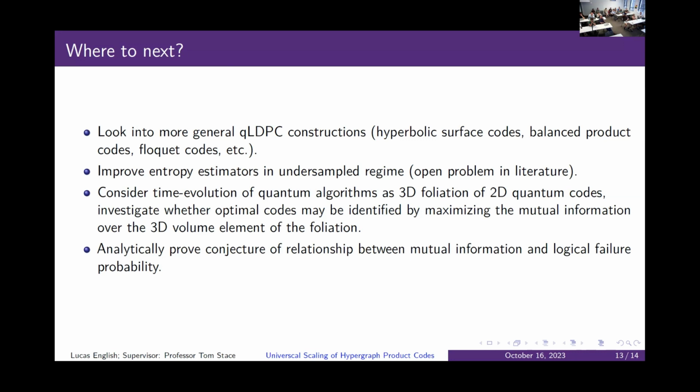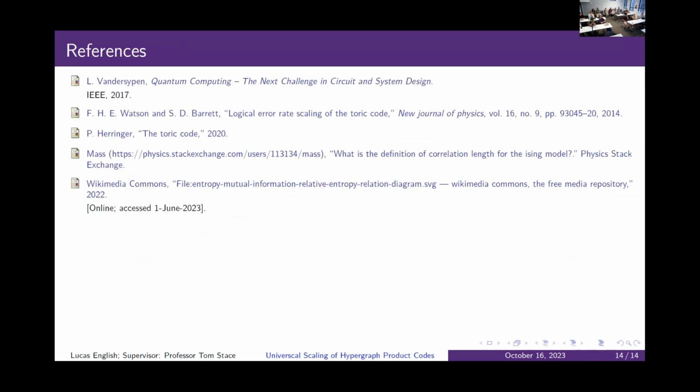And another cool idea is to consider the time evolution of quantum algorithms as a 3D foliation of 2D quantum codes. So you get this 3D code where one axis is time. And we want to check whether you can identify optimal codes by maximizing that mutual information metric over a 3D volume element. And finally, we want to analytically prove the conjecture: does maximizing that mutual information actually correspond to minimizing the logical error probability? And that's it.